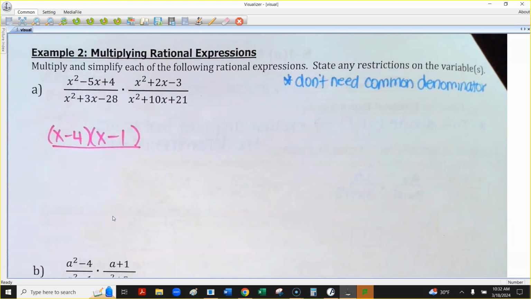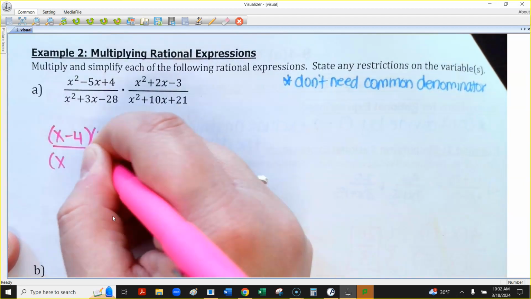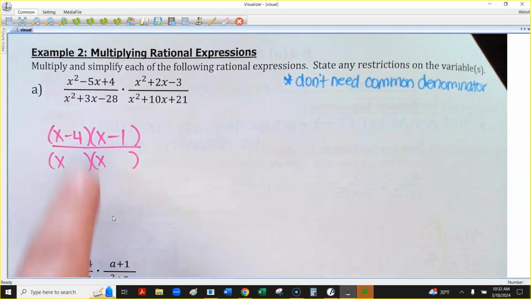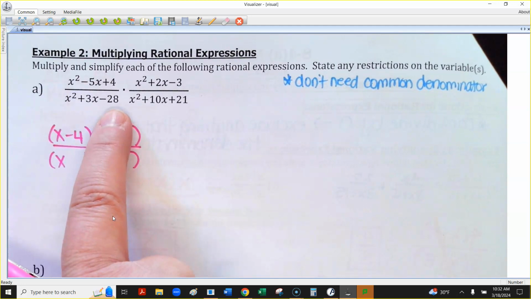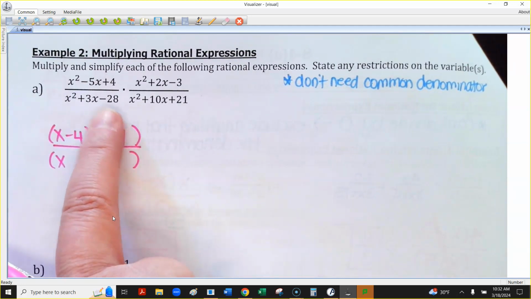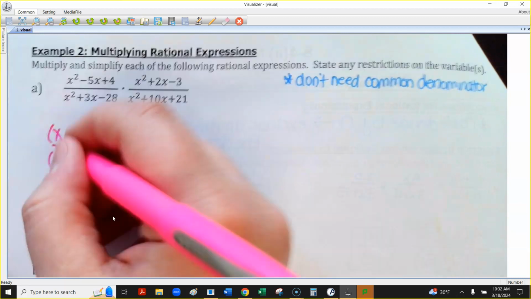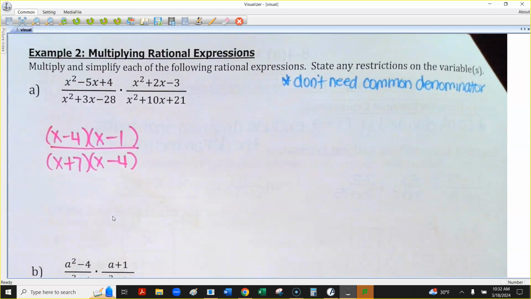On the bottom, I've got x squared plus 3x minus 28. Each one of these factors is just going to start with a plain x, because x times x will give you back the x squared. So for the one on the bottom of the first fraction, I've got to multiply to get -28 and add to get 3. Yes, +7 and -4. Now I'm going to leave this alone for the second.